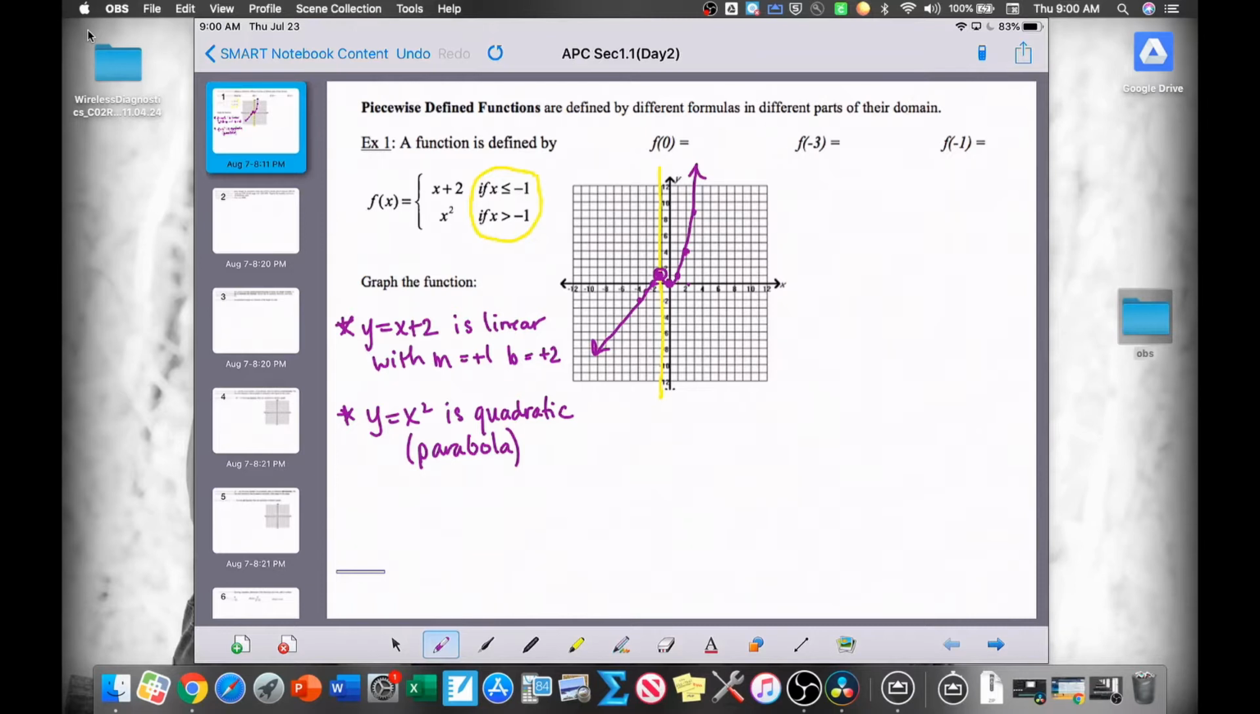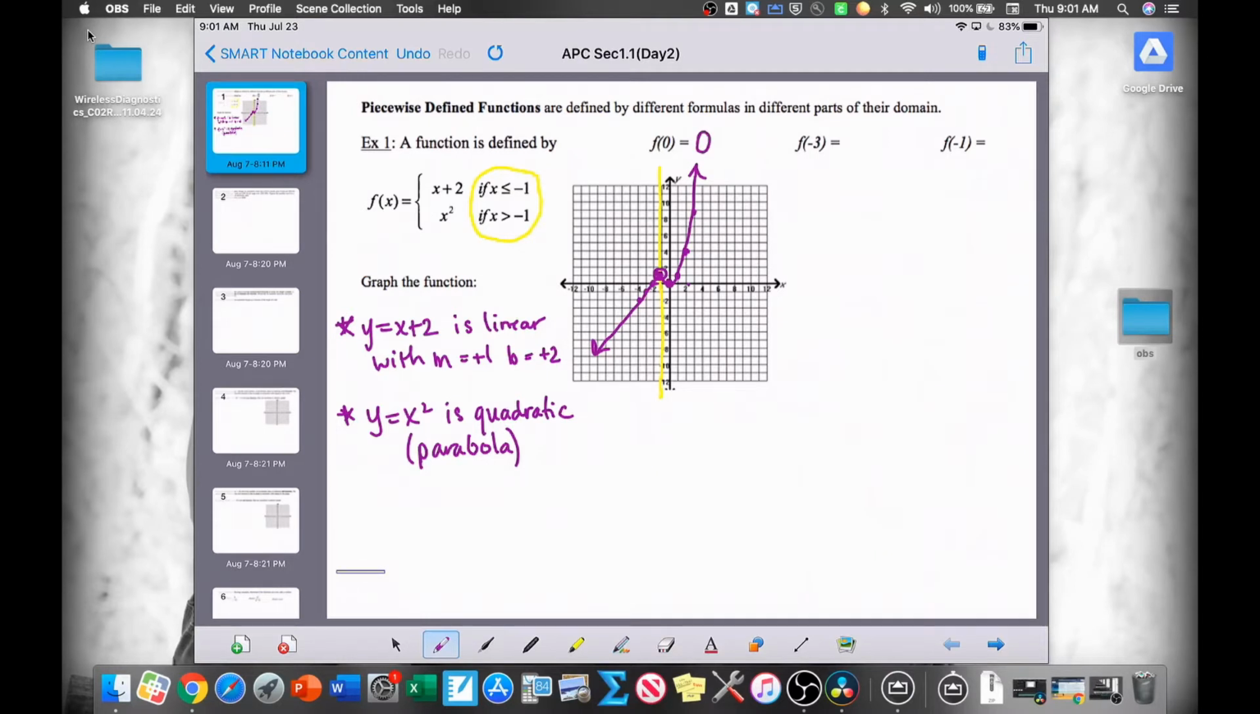I could either use the graph that I've created to answer these questions, or if I didn't have a graph or they didn't ask me to make a graph, I could just choose the appropriate function based on the domain and the x value that they're asking me to plug in. For example, if they want me to find f of 0, well, if I'm just looking at the function, x equals 0 is greater than -1. So I would use the second equation, the x squared, to figure out what f of 0 is. If I plug 0 into x squared, 0 squared is 0. So f of 0 would be 0.